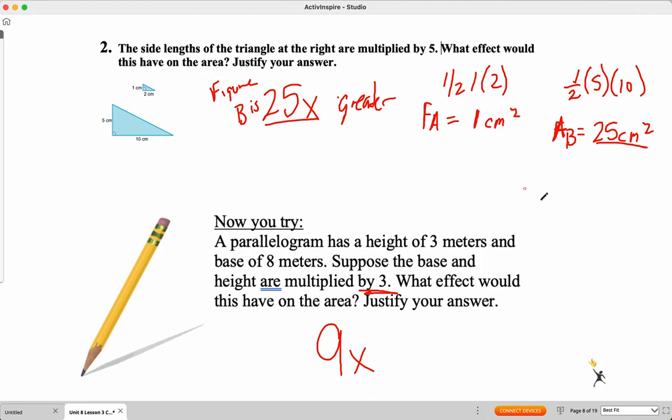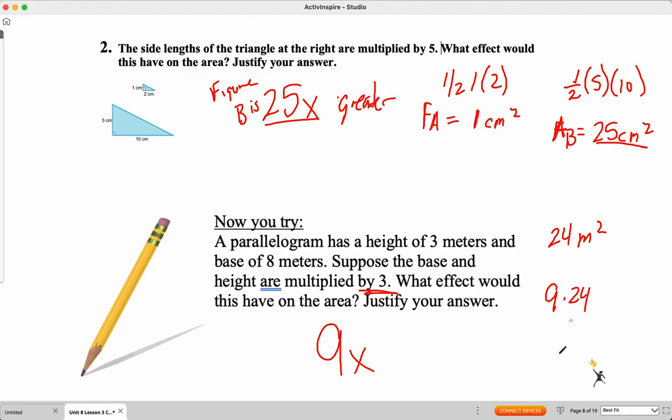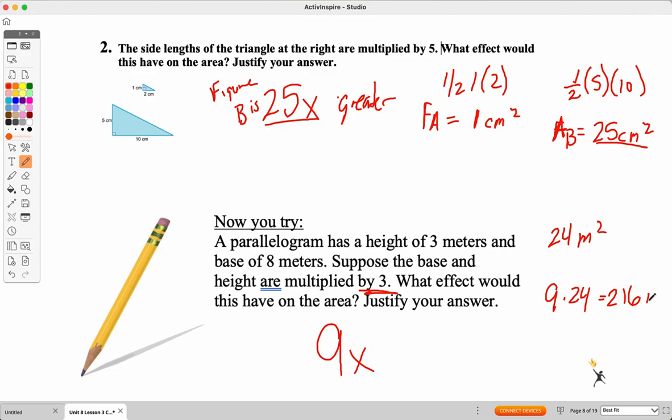And if you test this math, the first one, if you do this before you change it, it's 24 meters squared. If I multiply 3 times 3, you get 9. And 8 times 3, you get 24. Well, 9 times 24 is 216. And if I divide 216 by 24, I get 9 times greater. So it definitely is holding true as we go.